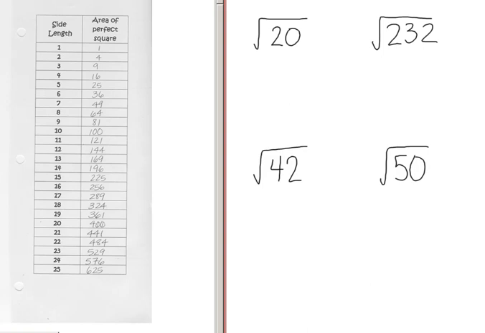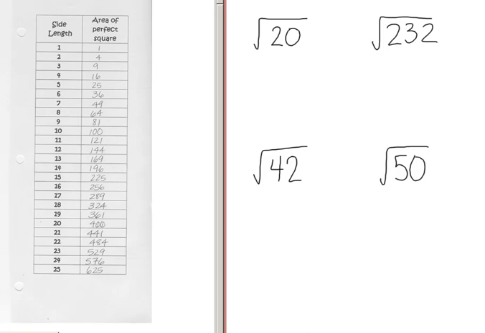I'm Mrs. Buen. We had a few children struggling to simplify square roots. So here are some examples of problems that we need to simplify. First one is the square root of 20. You want to find two numbers multiplied together that give you 20.